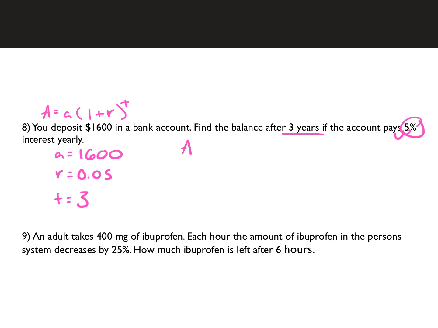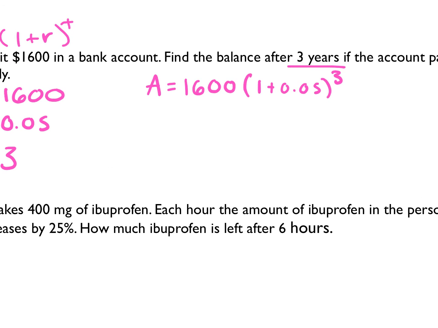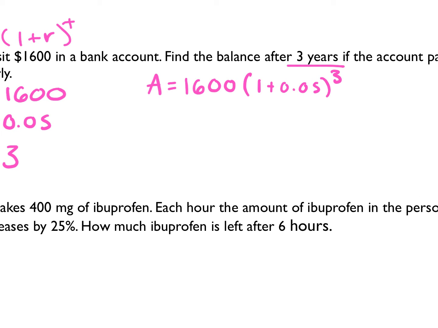We plug everything in. So we have A is equal to little a, which is 1,600, times 1 plus r, so 0.05, to the power of 3. And then once we get here, we just have to follow our order of operations when we put it in our calculator. So what should we do first? The parentheses. So everything else stays the same. We have 1,600. We're just adding what's going on in the parentheses. So 1 plus 0.05 is 1.05.